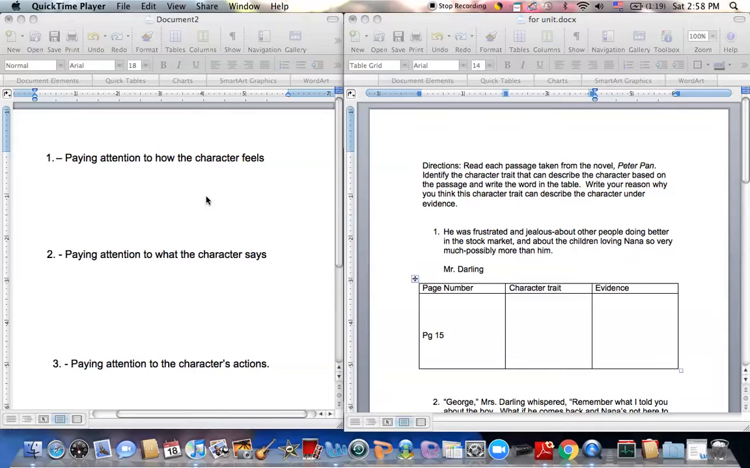Hello everyone. Tonight you are going to be watching a screen capture of how to fill out a character trait recording form based on the novel we are reading in class, Peter Pan.